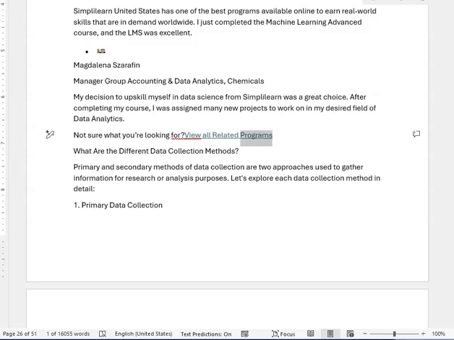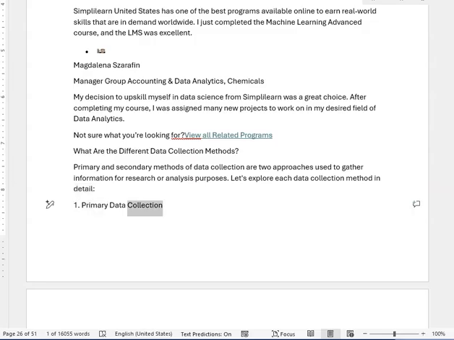What are the different data collection methods? Primary and secondary methods of data collection are two approaches used to gather information for research or analysis purposes. Let's explore each data collection method in detail.